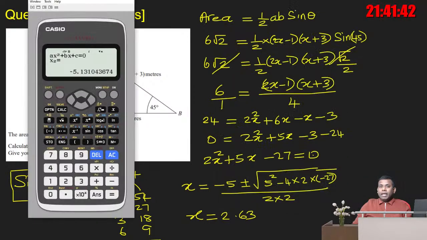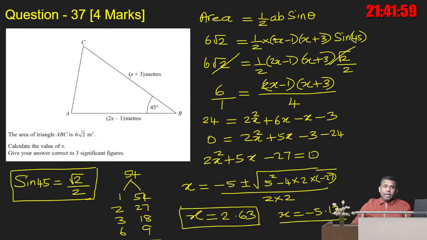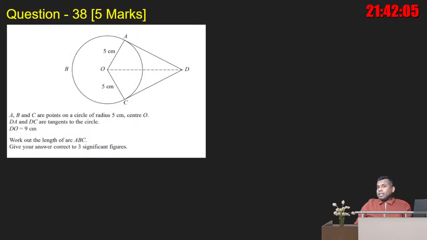Pressing SD gives minus 5.13, so x equals minus 5.13. A negative answer for a length is not acceptable, because length can't be negative. So the answer is x equals 2.63. That is the answer for question number 37. So we are moving on to 38.